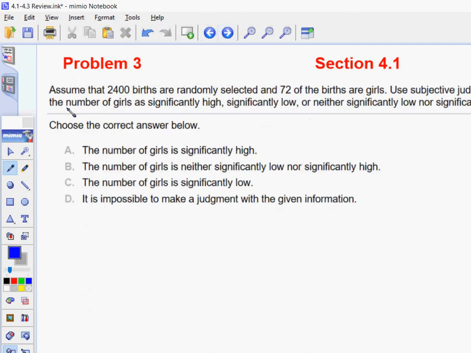Problem 3. Assume that 2,400 births are randomly selected and 72 of the births are girls. Wow, that sounds really low. Use subjective judgment to describe the number of girls as significantly high, significantly low, or neither significantly low nor significantly high. All right, so we're just using subjective judgment, things that we know from our past experience. 2,400 births, we expect there to be about half of them girls, half of them boys. And 72 is really, really low. We expect there to be about 1,200 of them girls. So we'd say this is significantly low.